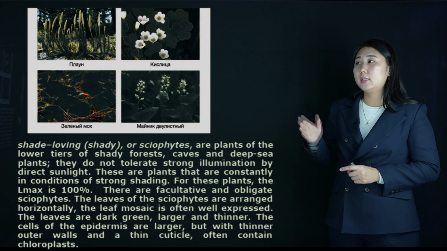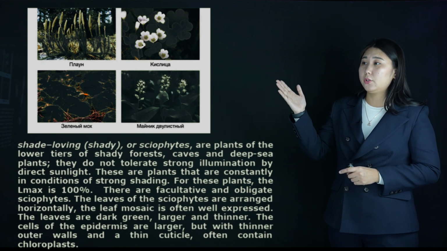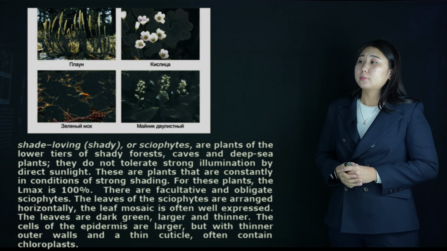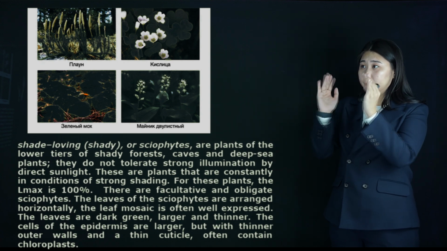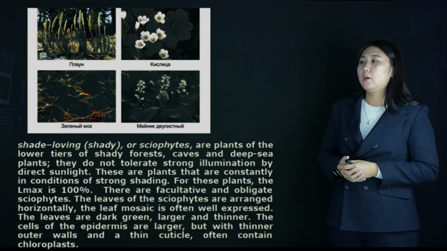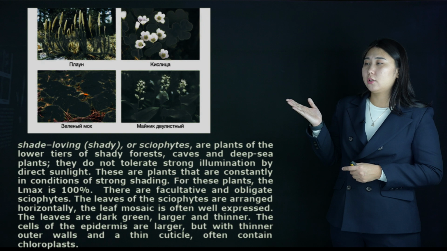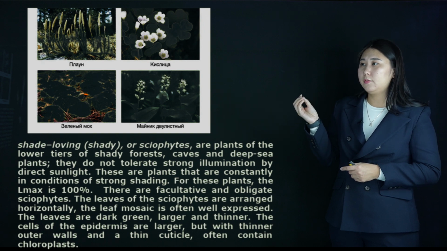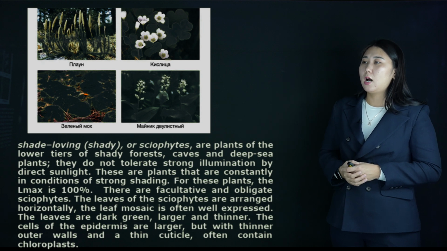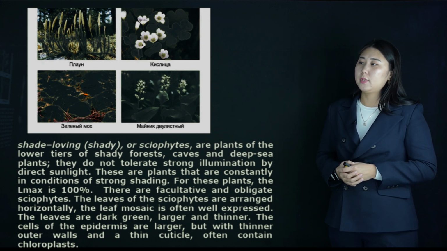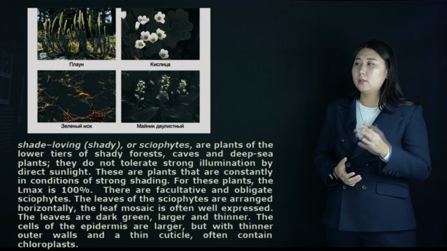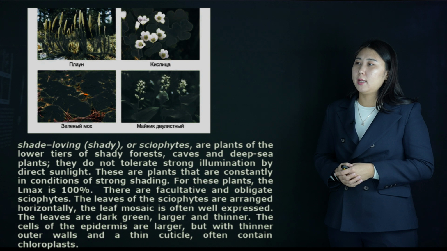The leaves of the sciophytes, as you can see in the picture, are arranged horizontally. They form a well-expressed leaf mosaic. Their leaves are dark green. The cells of the epidermis are larger and thinner than in other groups of plants, and the cells contain chloroplasts.